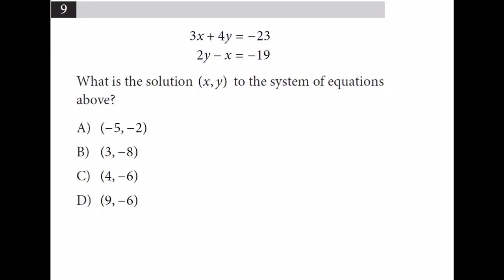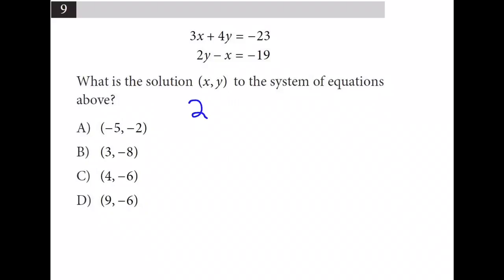To help identify which technique is best for this problem, we're going to look at the coefficients of the x and y terms. We see 3x, 4y, 2y, and negative 1x. Because there's a 1 in front of x, even though it's negative, I'm going to use substitution to solve this problem. The first step is to solve this second equation for x.